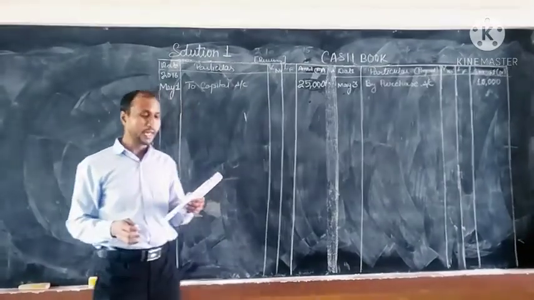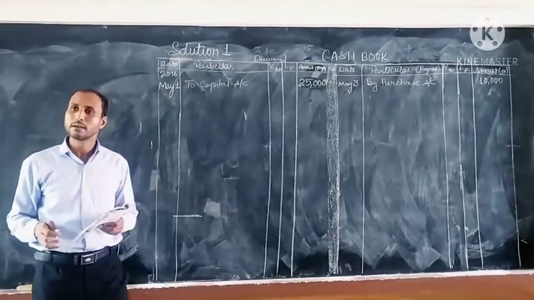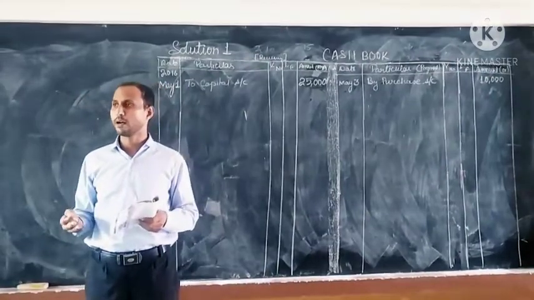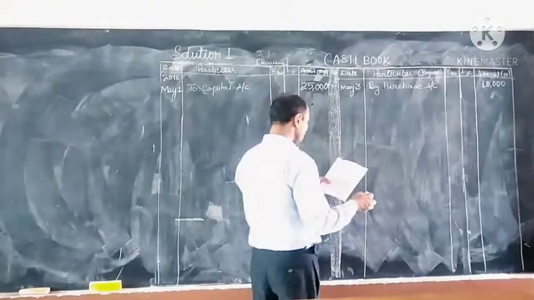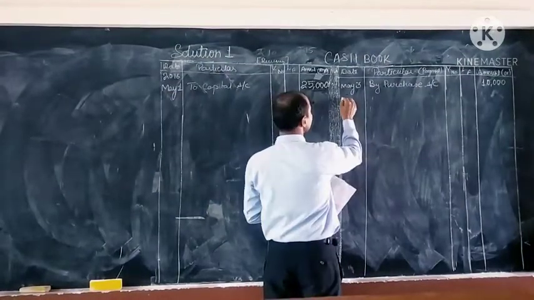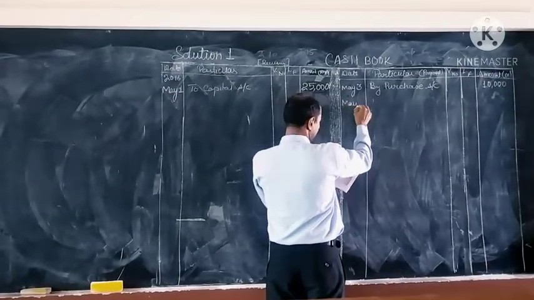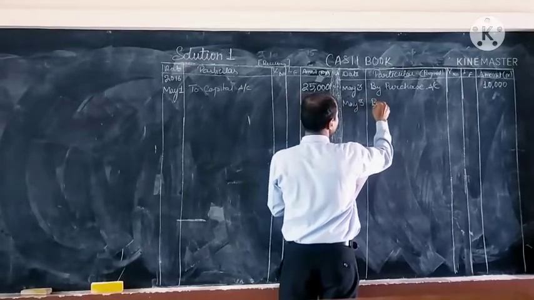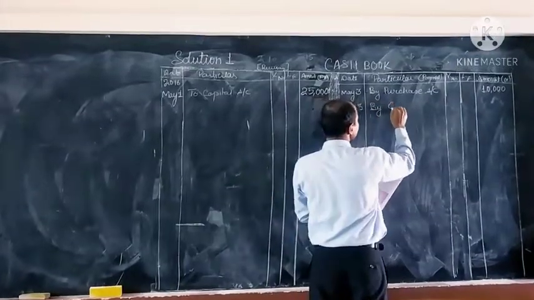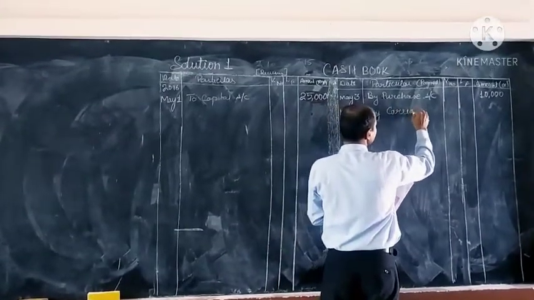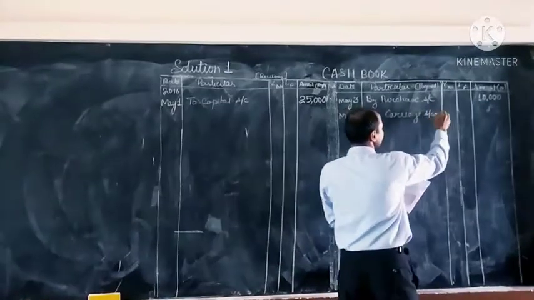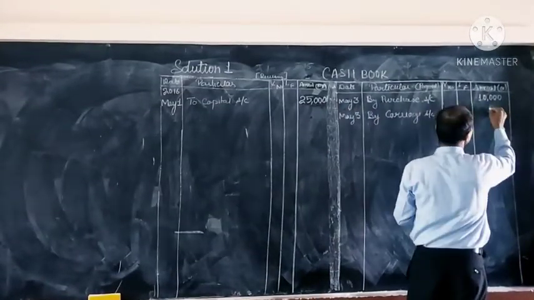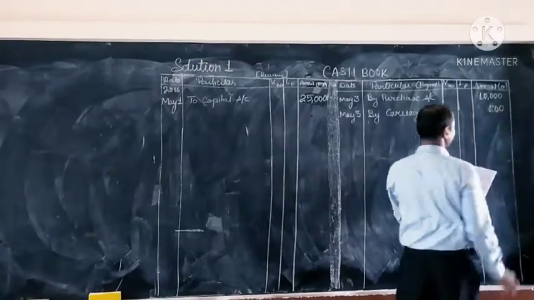Now the next is paid carriage. What is carriage? Freight. Is it clear? So that is also May 3rd, by carriage. Carriage account. How much is it? 200 rupees. So there we have 200 rupees.